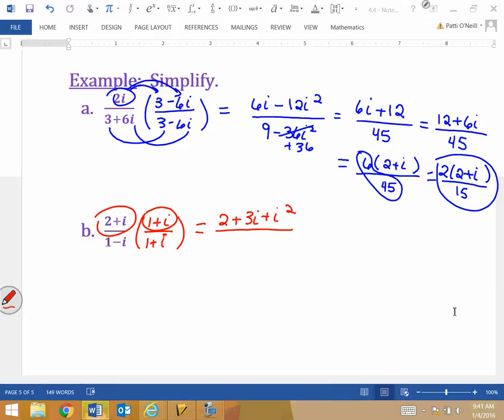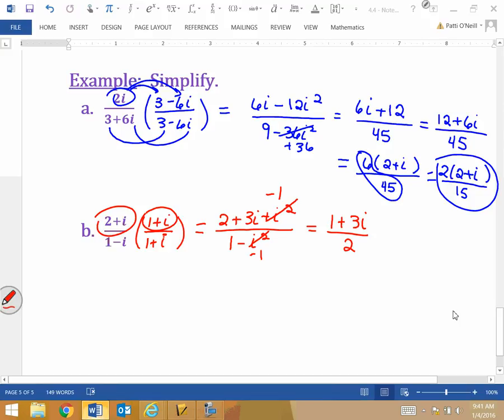because the denominators are complex conjugates of each other, we just do the first and the last to get 1 minus i squared. This i squared is going to turn to -1. This i squared will turn to -1 as well. So we're going to get 2 minus 1 is 1 plus 3i over 1 minus -1, which is 2.